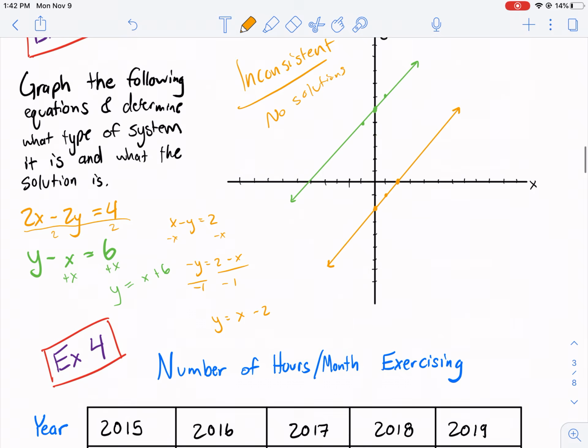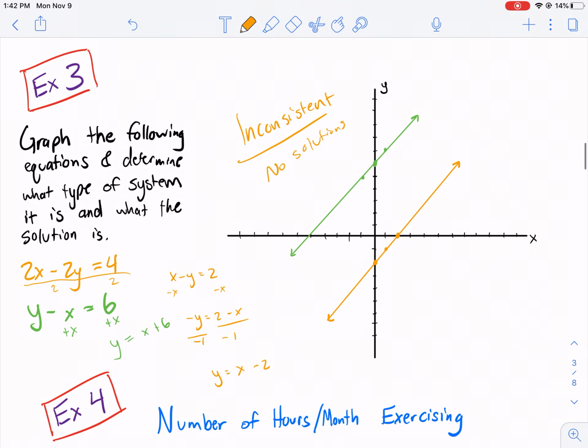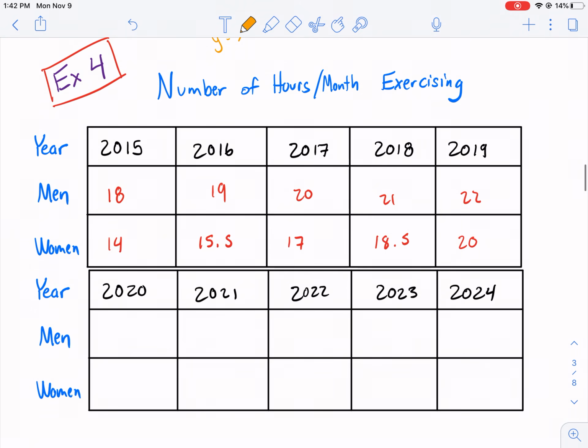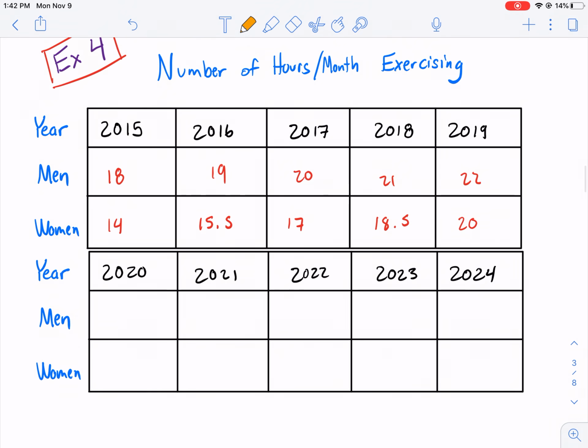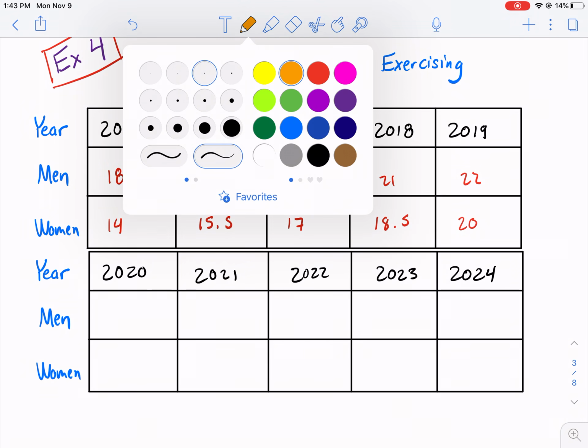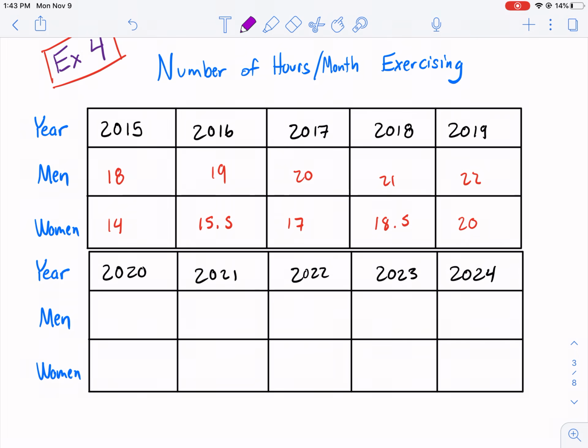Okay, lastly, so pause this if you need to look at it and catch up, but we're going to move on to this table. So you can do the same thing with the table. If you're looking for the solution to two different equations, we can use a table. So number of hours a month exercising. We started in 2015, and let's just assume that this is linear. We're doing linear systems here. So you can see 18, 19, 20, 21, 22 for men. So we're going to keep the pattern going.